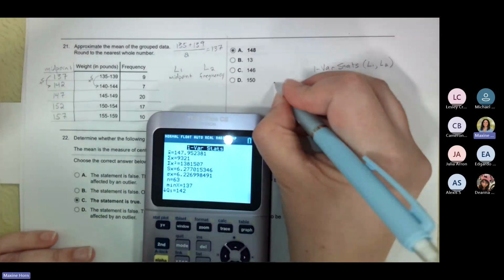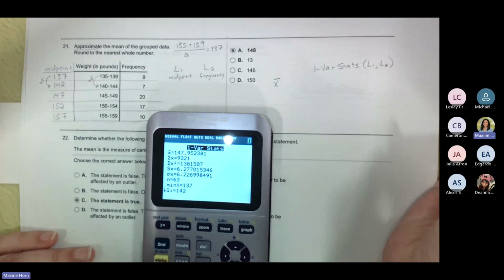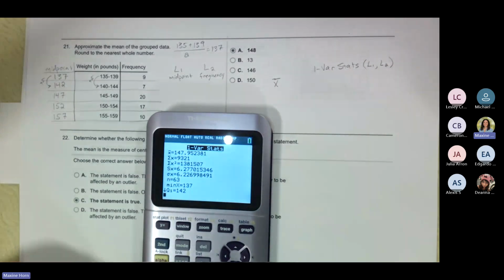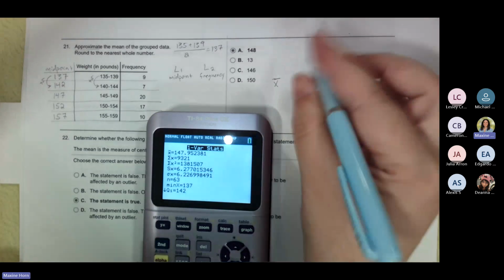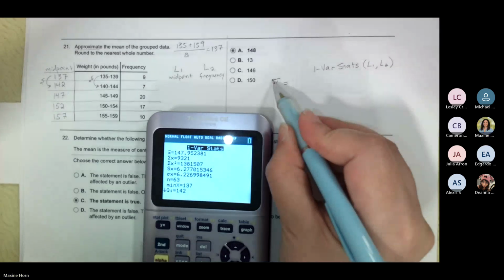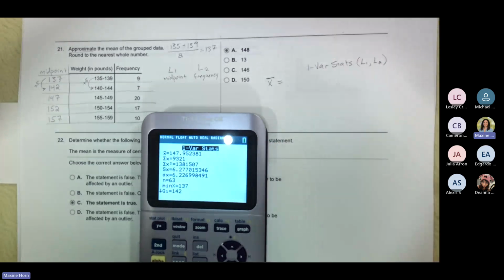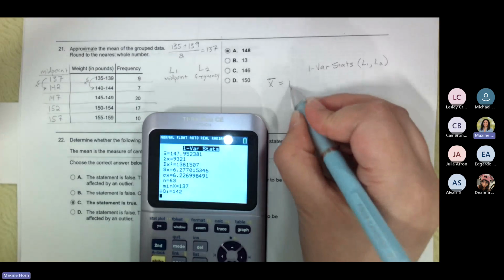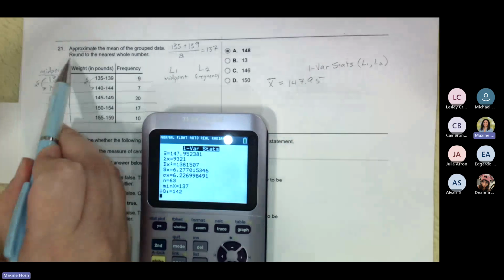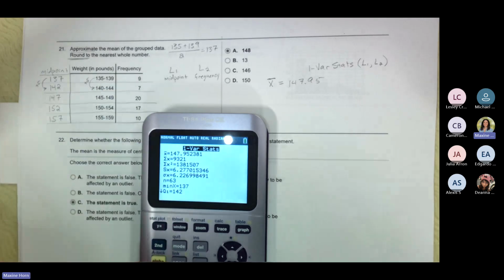So the mean, or X bar, right? That is the symbol for sample mean. And we'll go over all the symbols. I think there's another problem where it comes up again, what the different symbols are for sample mean versus population mean. But X with a bar over it, we pronounce that X bar, or mean. So in the calculator, it's 147.952381, but they wanted us to round to the nearest whole number.